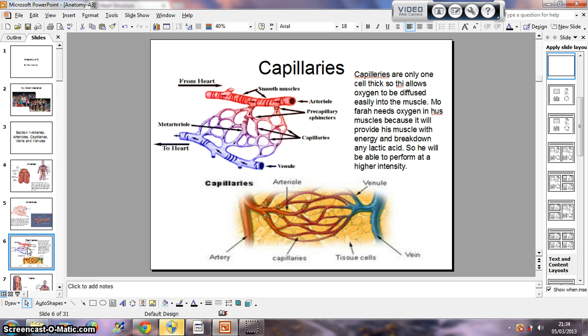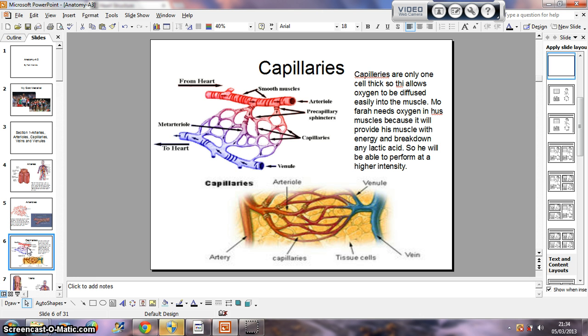The oxygen is carried in the red blood cells as oxyhemoglobin, and the oxygen dissociates from the hemoglobin and passes through the capillary wall into the muscle cells, where it is picked up by the myoglobin. The oxygen can now be used in aerobic metabolism to provide the muscle with energy. The capillaries are very thin, but are packed together. This provides a fast and efficient transport of oxygen.